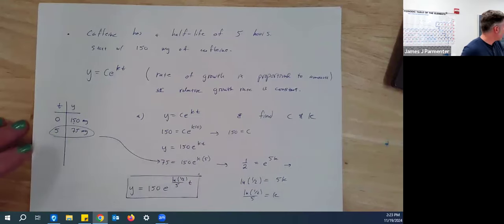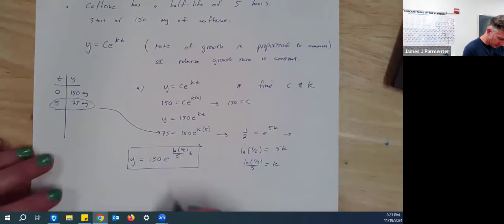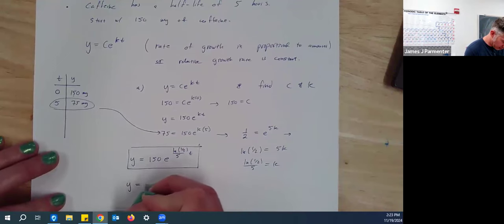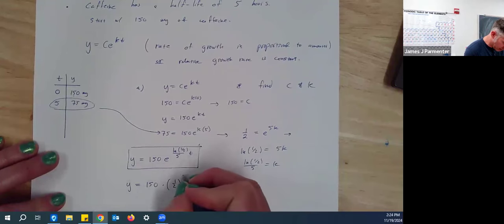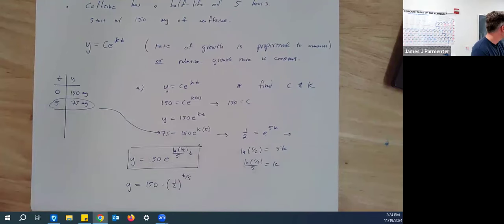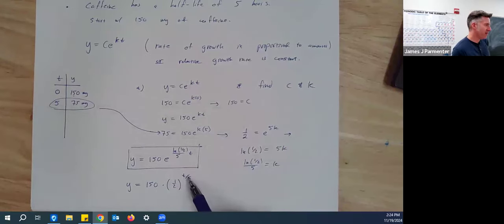I don't remember which classes talked about doing this a different way, but another equally good way of writing this would be y equal to 150 times 1/2 to the t over 5. And the way I justify knowing that one is that essentially I'm halving the amount I have every 5 hours. This exactly accomplishes that. Because if t is 5, 5 over 5 is 1, 1/2 to the 1 is 1/2, and 150 times 1/2 is 75.